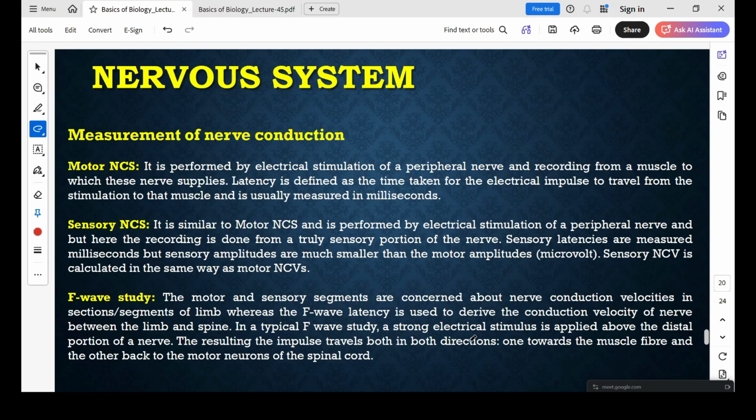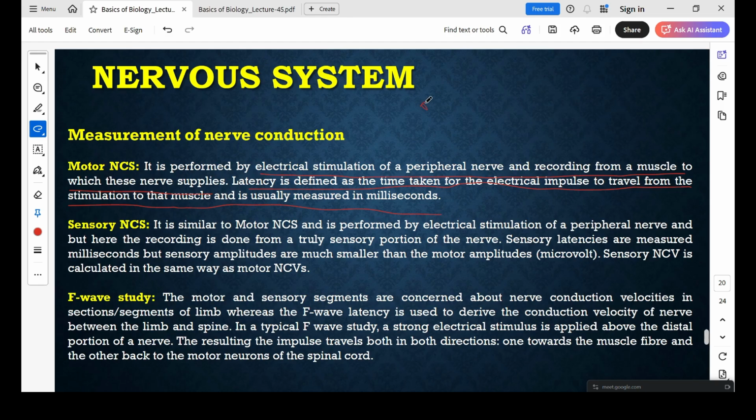So let's go one by one. Motor NCS is performed by electrical stimulation of a peripheral nerve and recording from a muscle which this nerve supplies. Latency is defined as the time taken for the electrical impulse to travel from the stimulation to that muscle, and is usually measured in milliseconds.